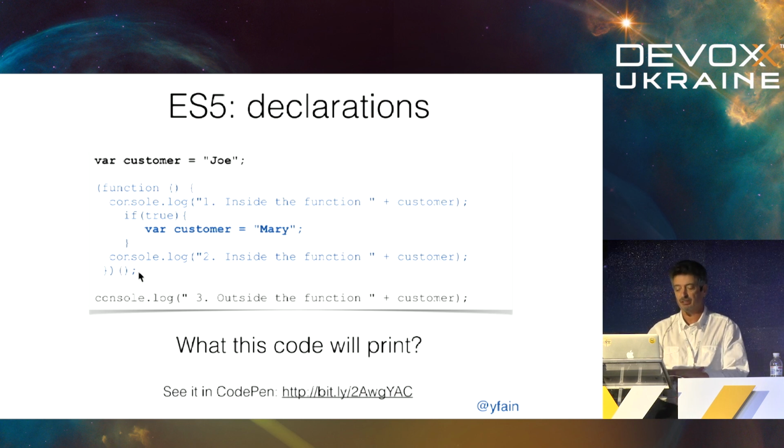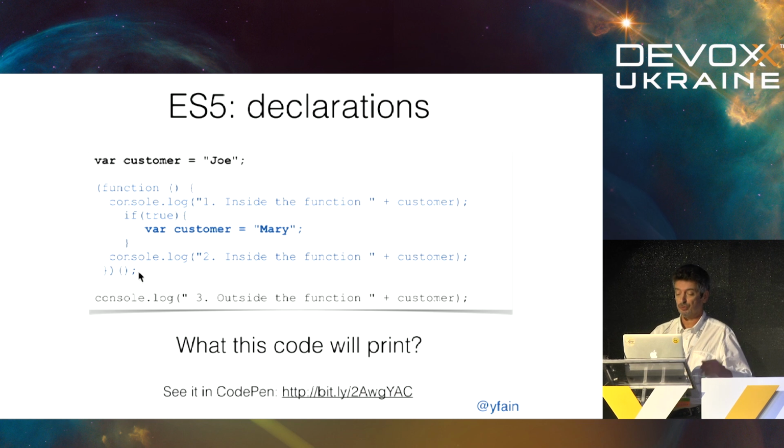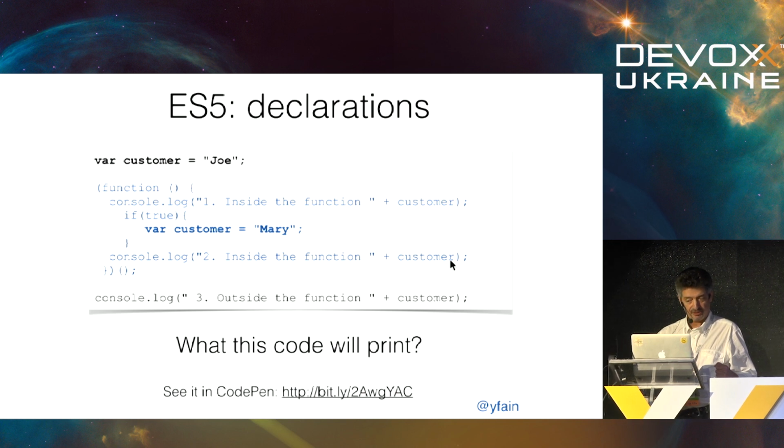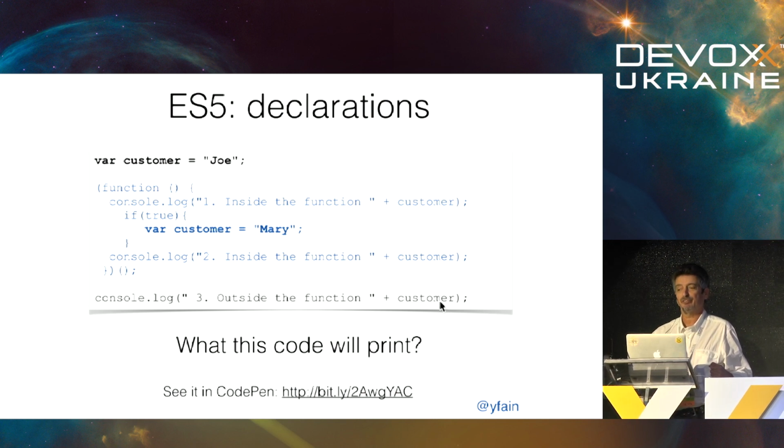So it'll be created in memory. And then inside, I do console log. For those of you who don't know JavaScript, it's like System.out.println. So I print the customer inside the function, then I have this block. If true, I assign Mary, and then outside of the block I want to print the customer as well, and then outside of the function I want to print the customer. So what will this code print? Any idea?